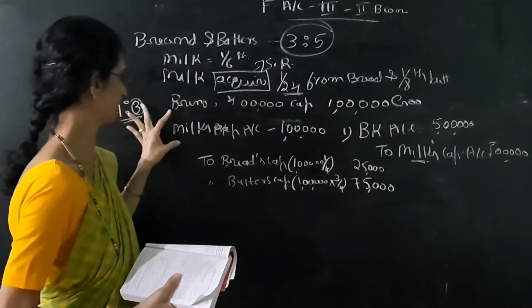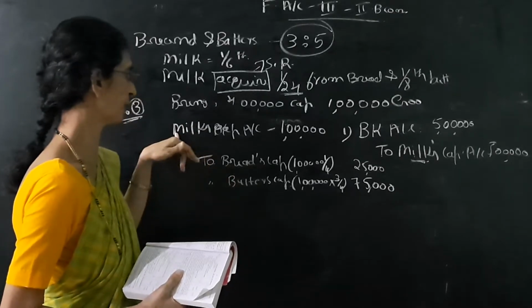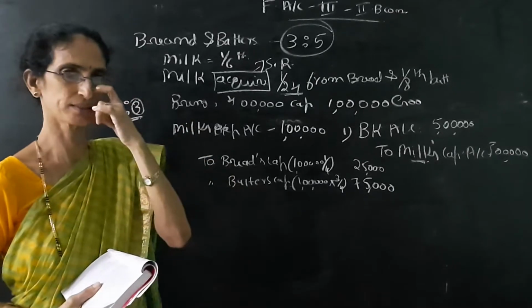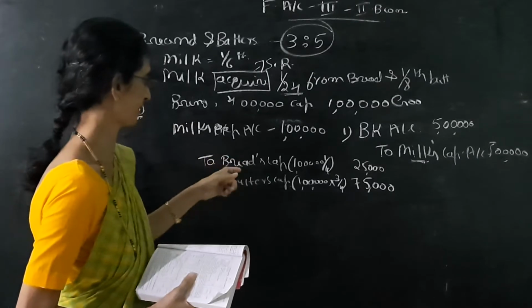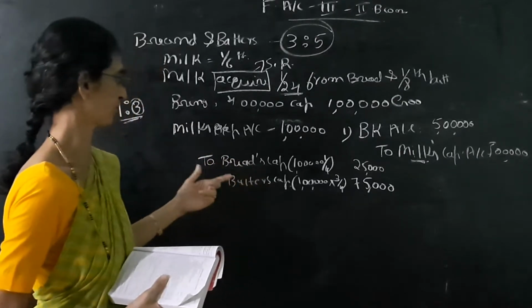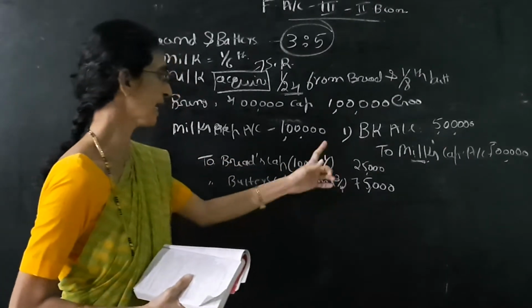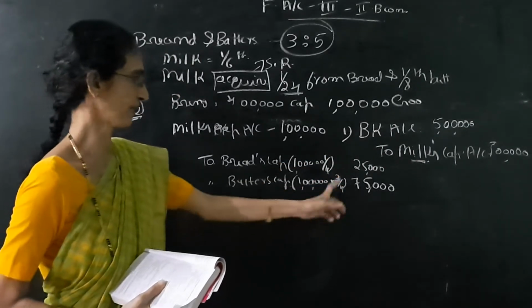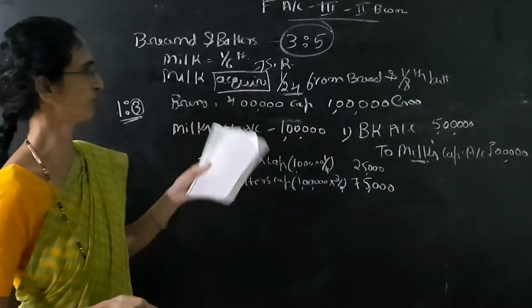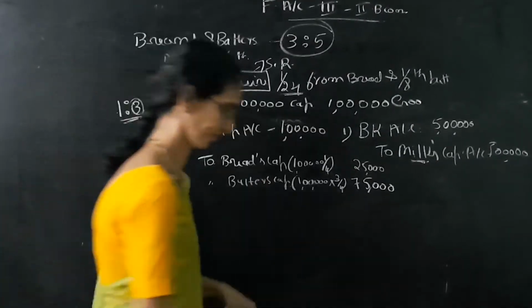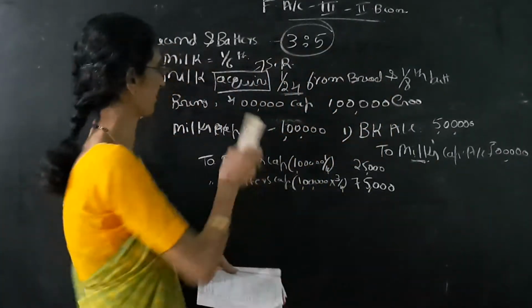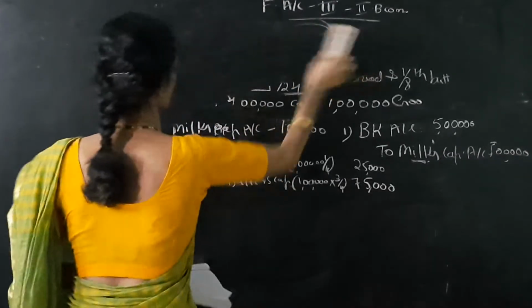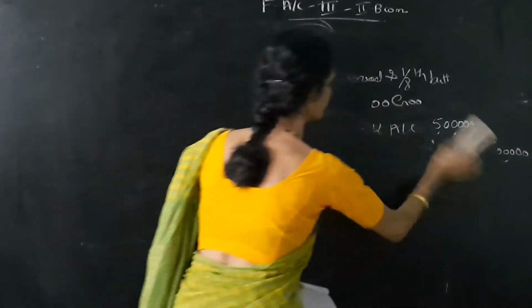Then goodwill is withdrawn by the old partners. That means you have to credit the old partners' capital accounts. So to Bread's capital account in the sacrifice ratio, it is 1 by 4. The next partner is 3 by 4. So this is one type of problem. You can see the next type of problem. Next problem.